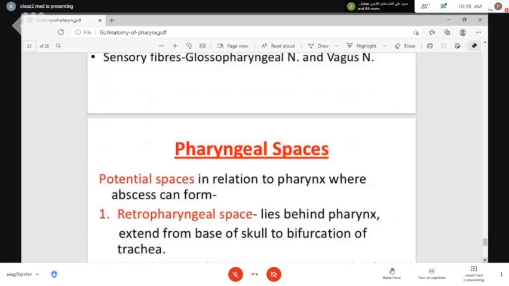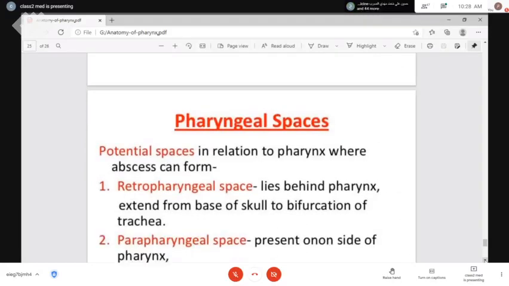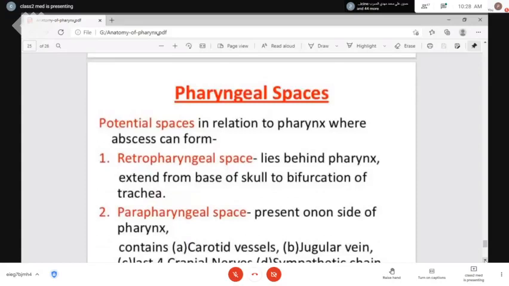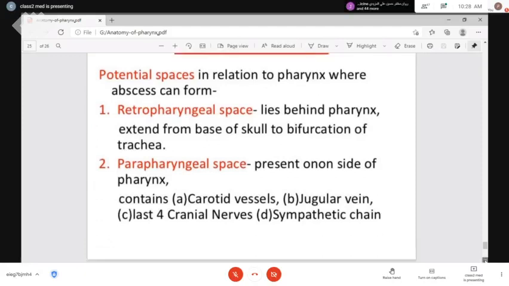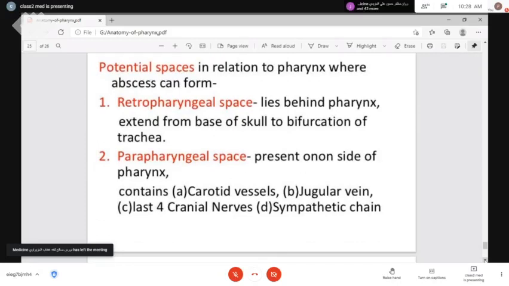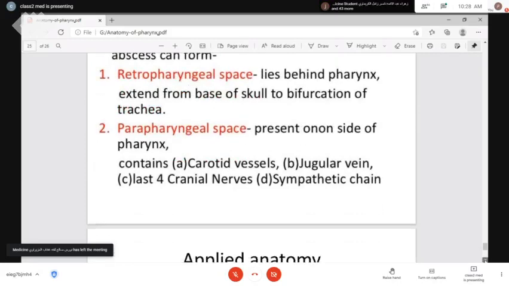Pharyngeal spaces are the potential spaces in relation to the pharynx where an abscess can form. First, the retropharyngeal space lies behind the pharynx and extends from the base of the skull to the bifurcation of the trachea. The parapharyngeal space is present on each side of the pharynx and contains the carotid vessels, jugular vein, the last four cranial nerves, and the sympathetic chain.